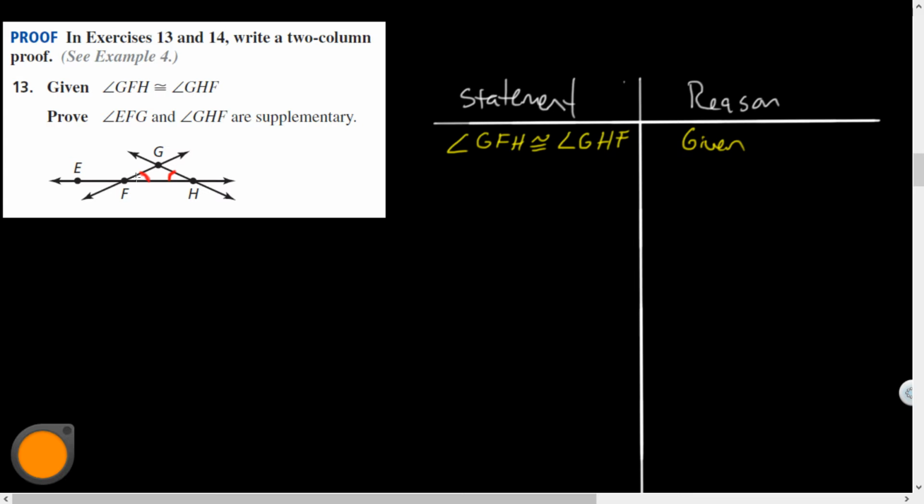Have we done linear pair postulate yet, or is that today? No, we've done, okay. All right, we'll get there, we'll get there.